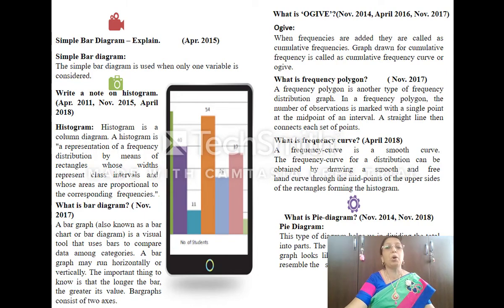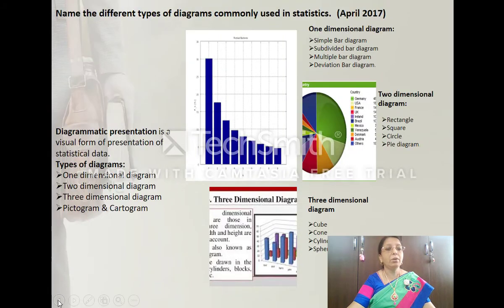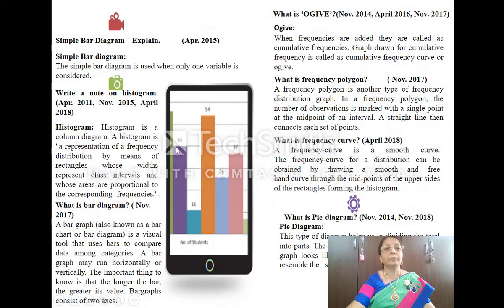A frequency polygon. A frequency polygon is nothing but when you join the midpoint of the top of the histogram. So histogram is one where the bars are adjacent to each other. So as in this diagram, when you join the tip of the bar of each histogram, the tip of the bar is joined, it is called a frequency polygon.